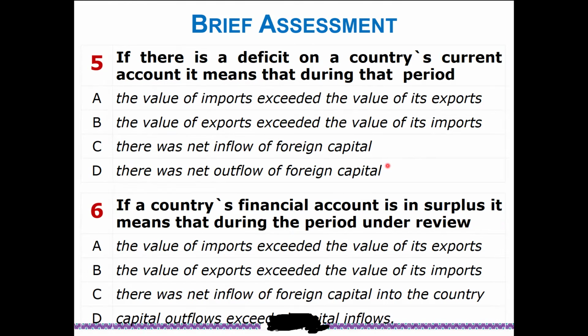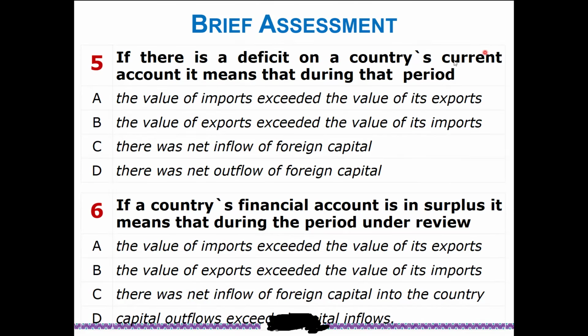If there is a deficit on a country's current account, it means that during that period, remember, guys, they're saying in the country's current account, right? Remember, we have the current account and also the financial account, right? With the current account or the trade account, that is where we look at the sales and purchases of goods and services between us and the rest of the world, right? And how do we interact with the rest of the world through exports and imports, right?